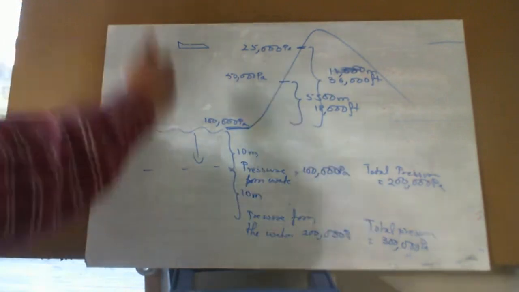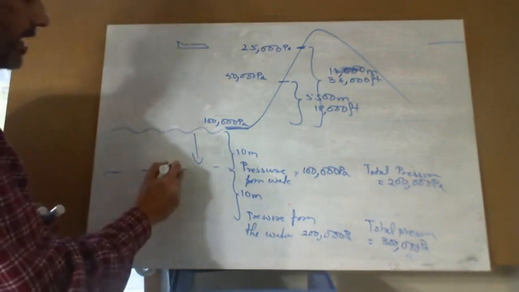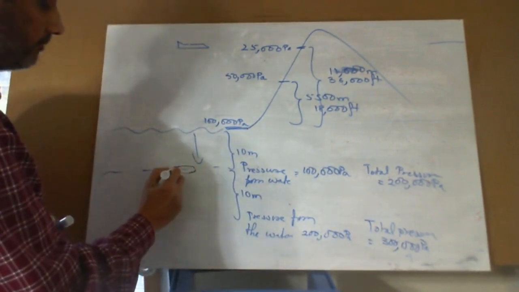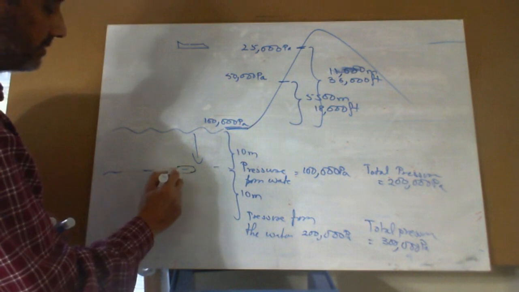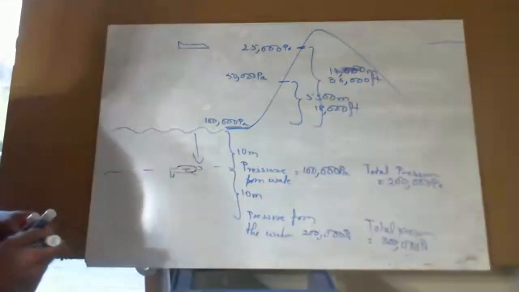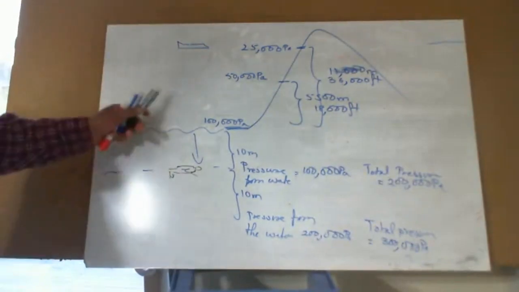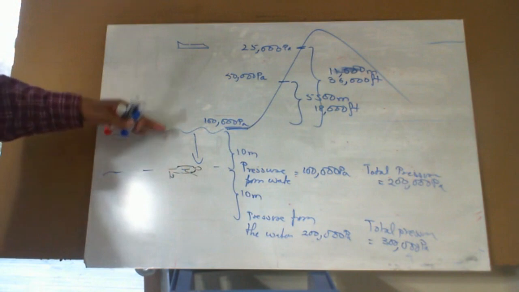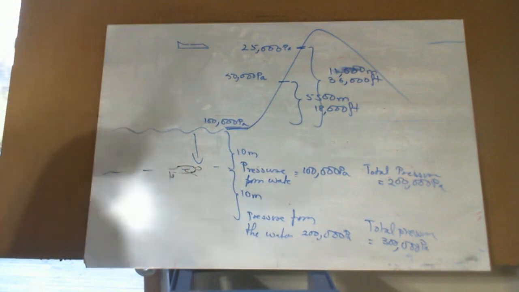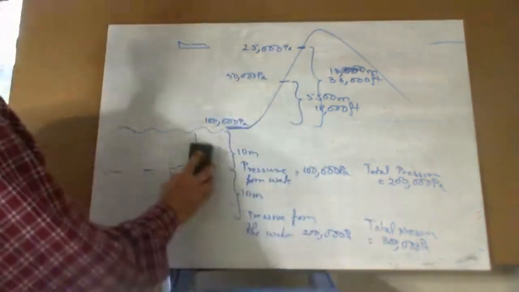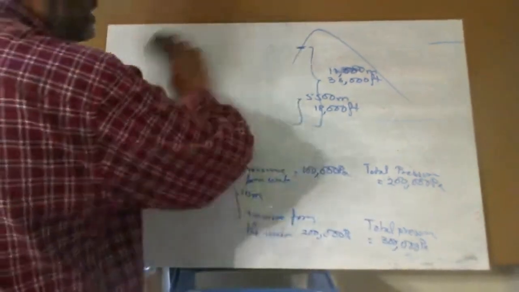So for every 10 meters that you go down, suppose you're swimming here, for every 10 meters, okay, you would feel a pressure from the water of 100,000 pascals, plus the air pressure. But of course, the air pressure inside your body is neutralized, right? Now we can figure out why the pressure is, okay.